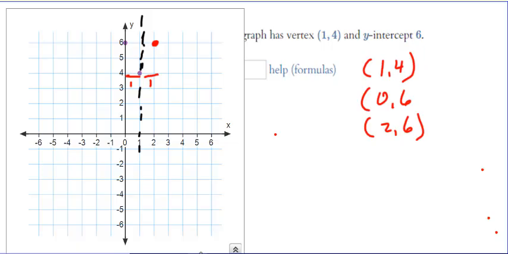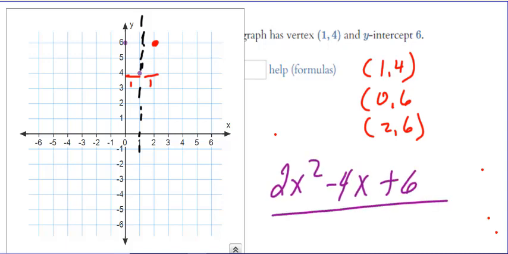So here we go. This would be 2x squared minus 4x plus 6. Okay? All right, so this concludes part 1 of chapter 4, section 6.6's video.